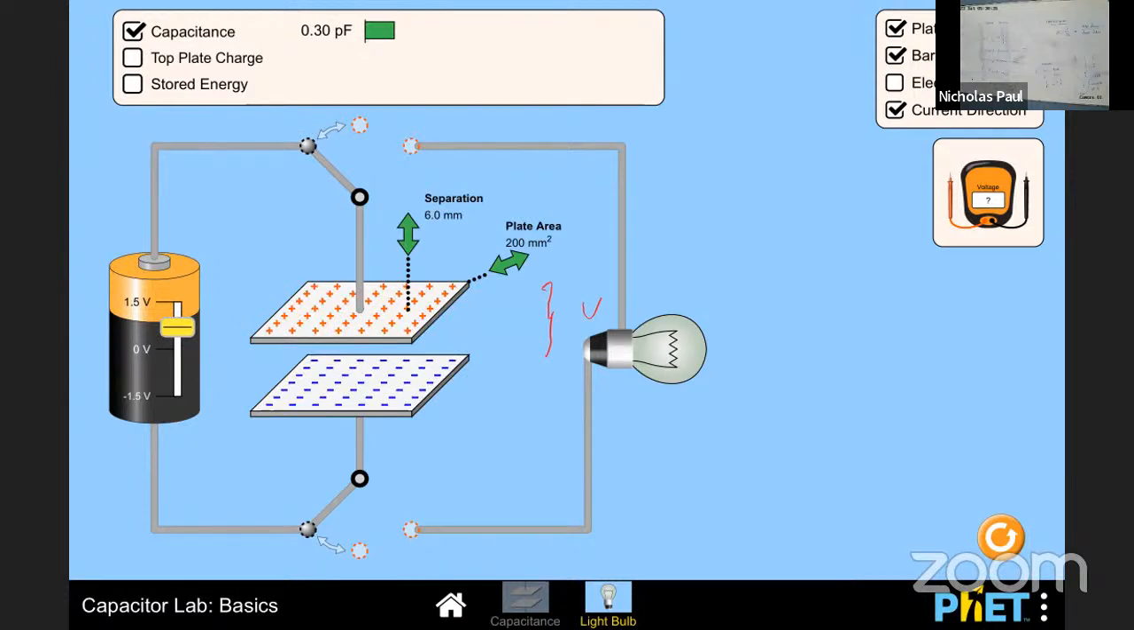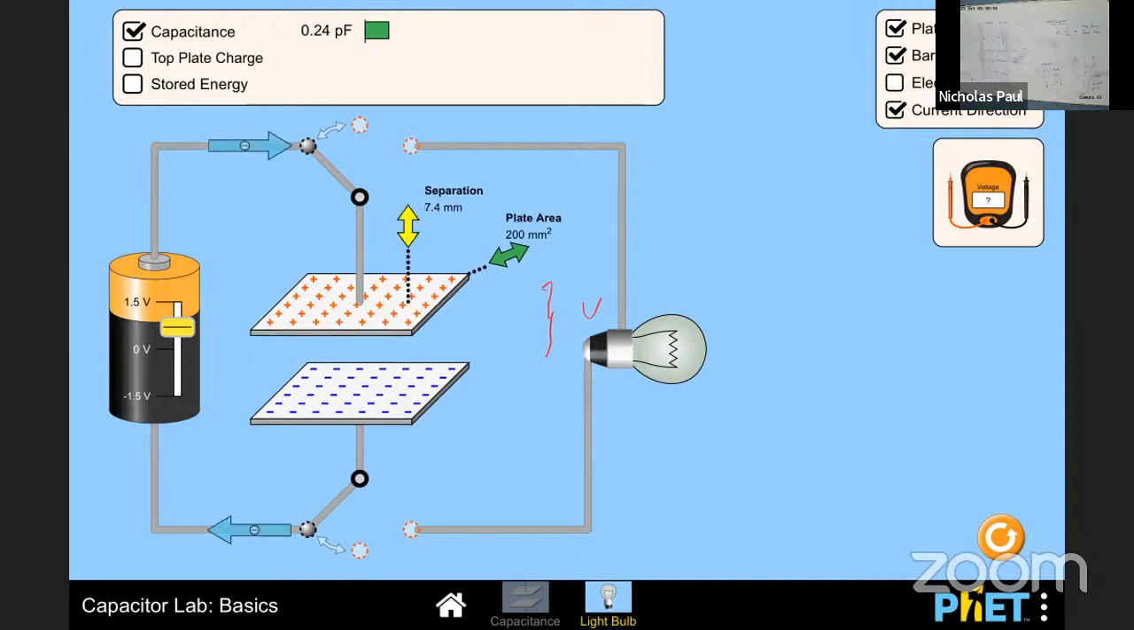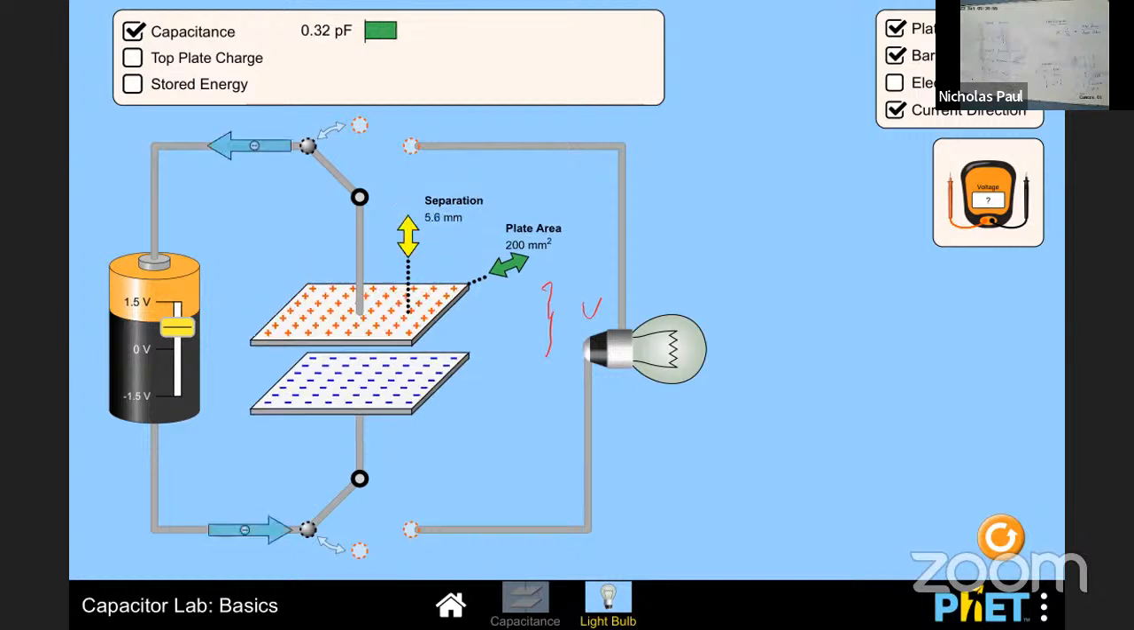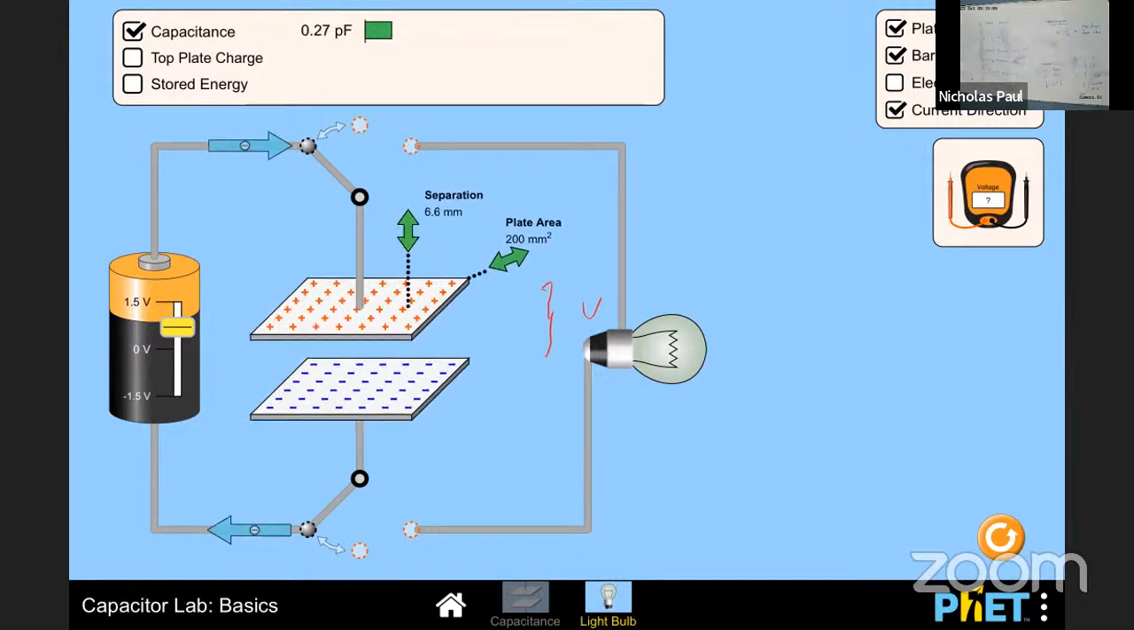What will happen now if I were to increase the separation? I'm increasing the separation a little bit. What do you recognize about the capacitance? It's going up or down? It's going down, smaller. So by separating the plates, it's affecting the capacitance. So bringing it back down a little bit, I keep it at about 3.